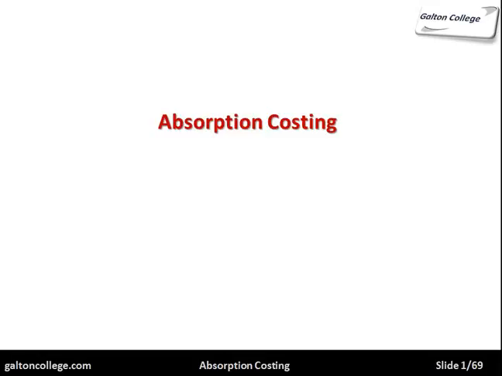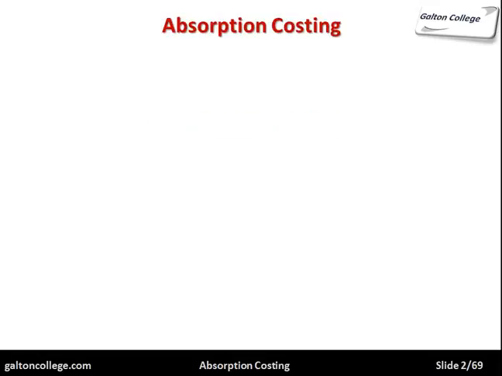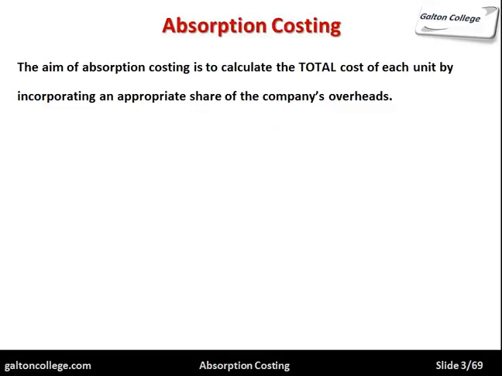This video deals with absorption costing. The aim of absorption costing is to calculate the total cost of each unit by incorporating an appropriate share of the company's overheads.